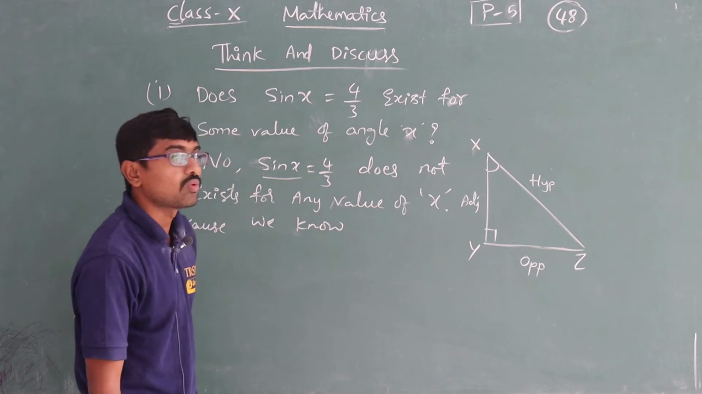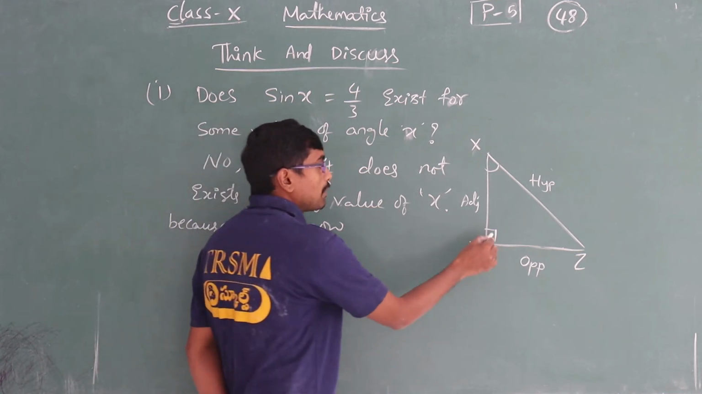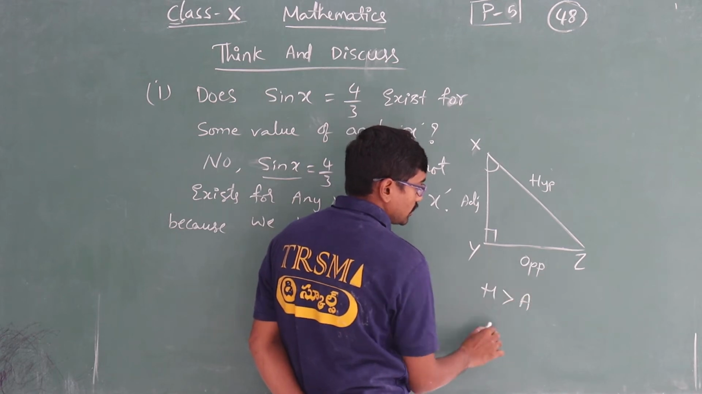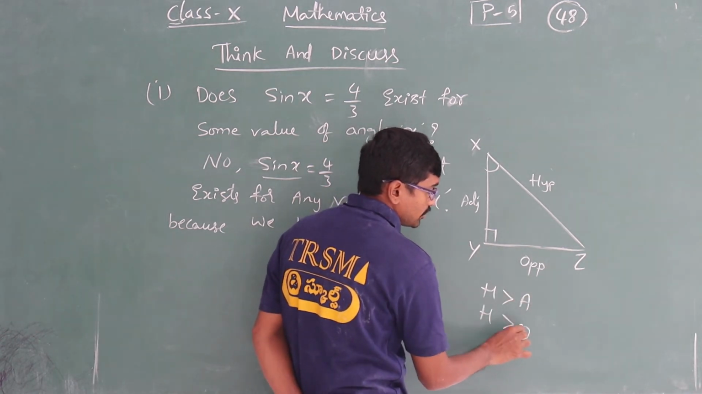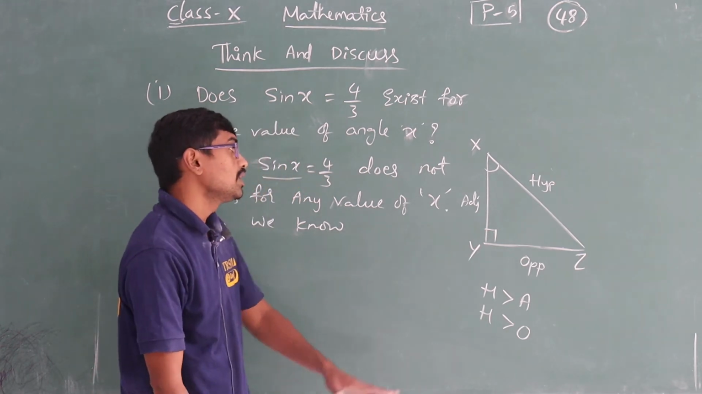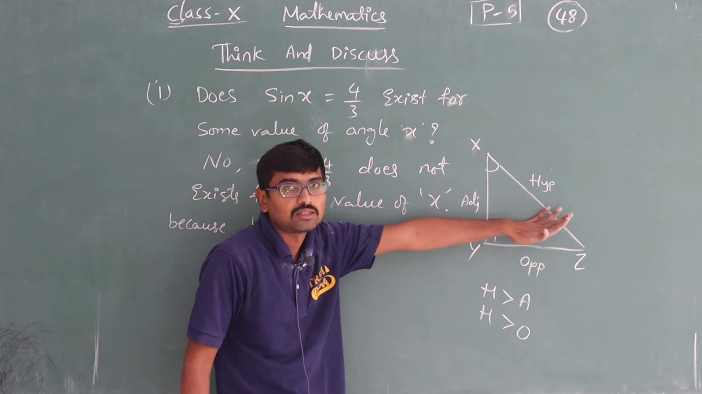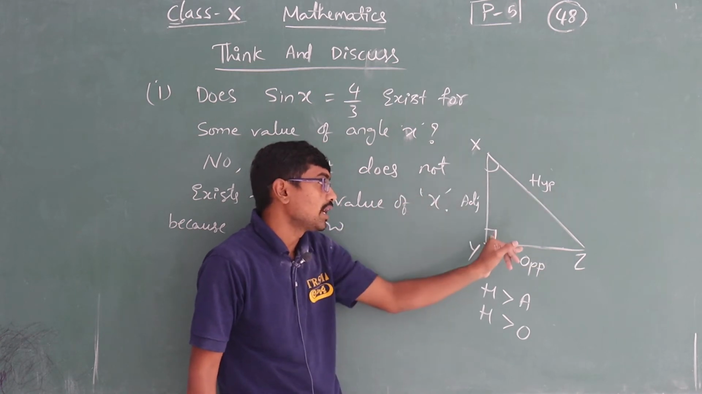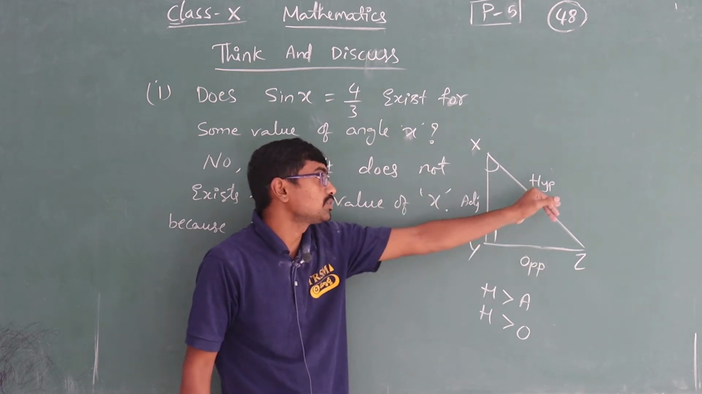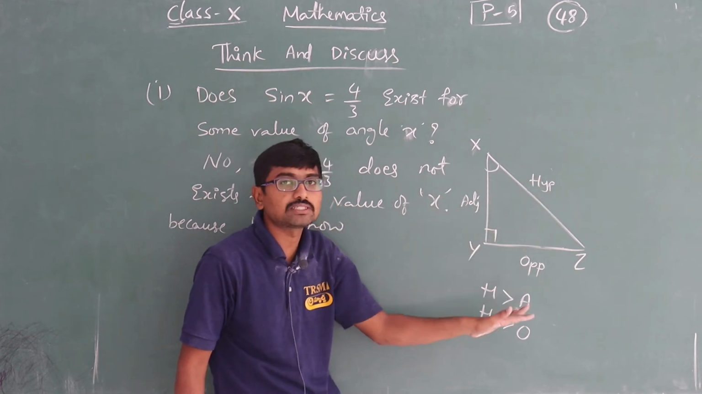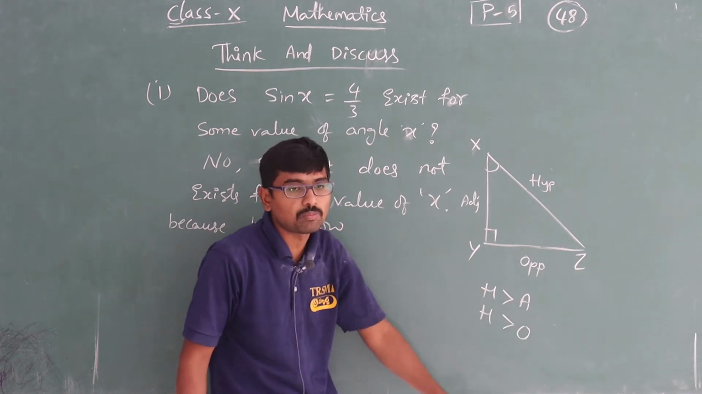Okay students, what do you know about this? The hypotenuse value is greater than the adjacent value and the opposite value. Am I right or wrong? Why? The hypotenuse is the largest side of the right angle triangle, because the side exactly opposite to the largest angle is the largest side. So the hypotenuse is always greater than the adjacent side and the opposite side.